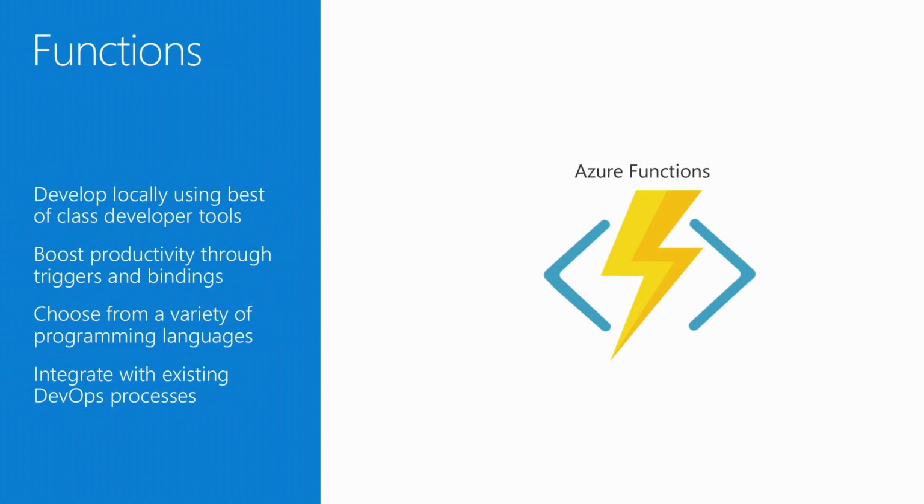Thirdly, we support a number of programming languages. In Functions right now, we have 3 generally available languages: C#, F#, and Node, JavaScript, and many more are coming on the way. We're actively working on this. Lastly, functions support concepts such as continuous deployment, which makes it really easy to integrate with your existing DevOps pipelines.